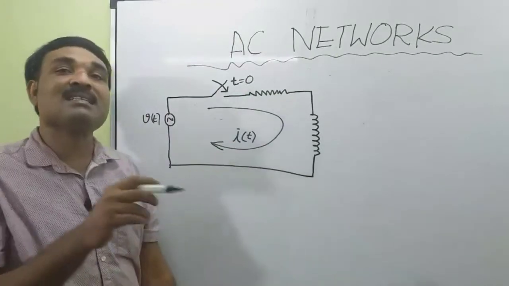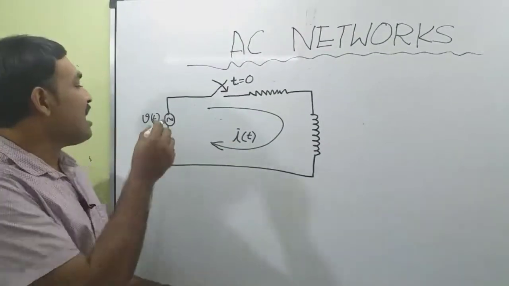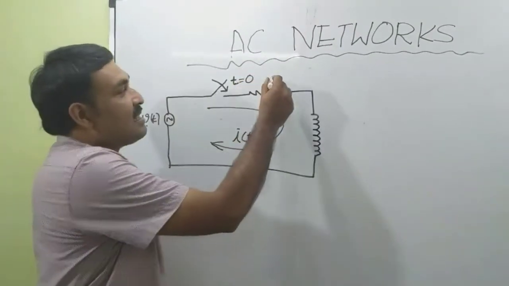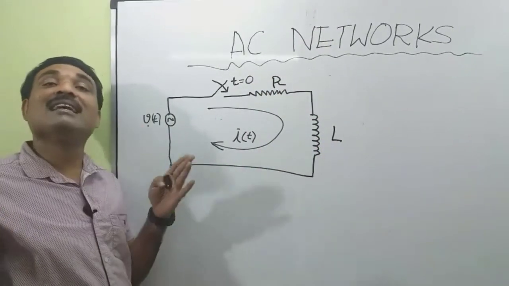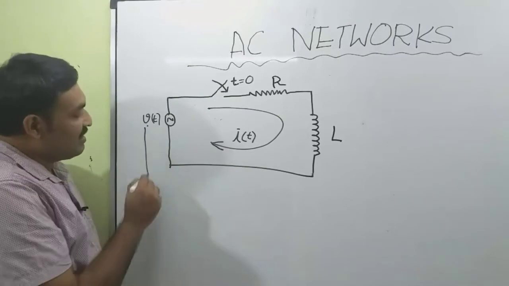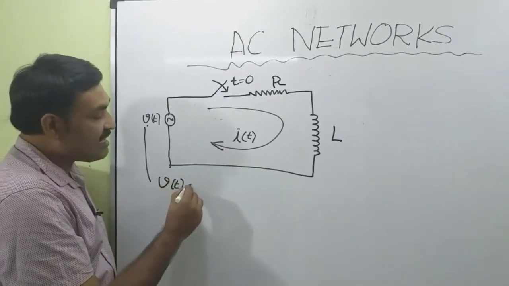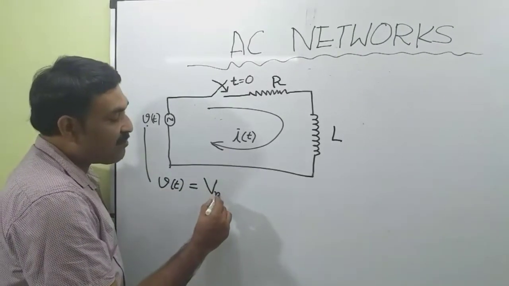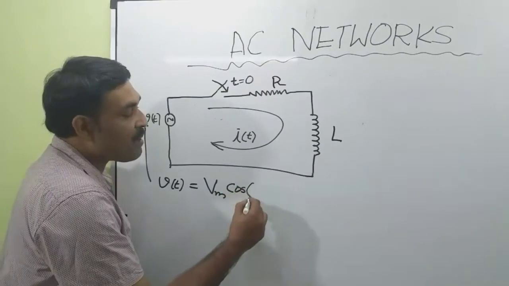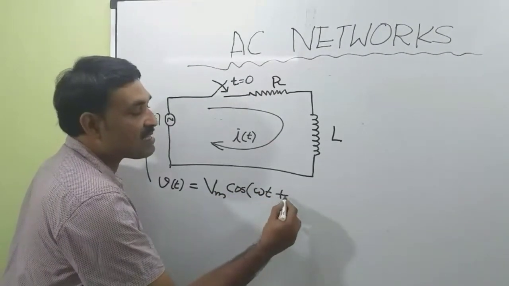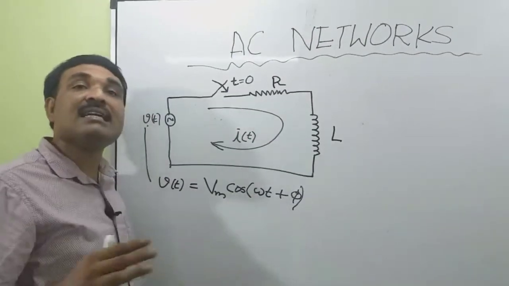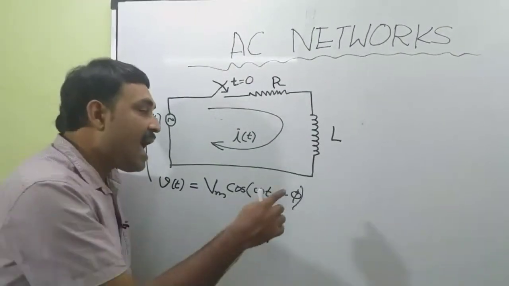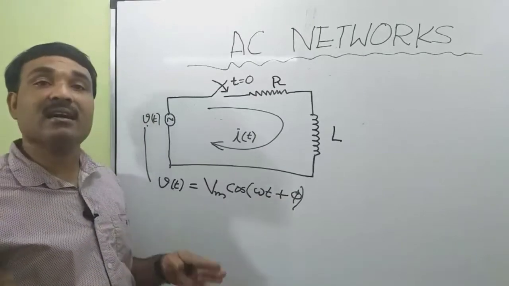So this represents the circuit diagram. We have an AC source, a resistance and an inductance. V of t represents the input signal. Let V of t be equal to Vm cos(omega t plus phi). Vm is the maximum amplitude, omega is the frequency in radians per second, and phi is the phase angle.